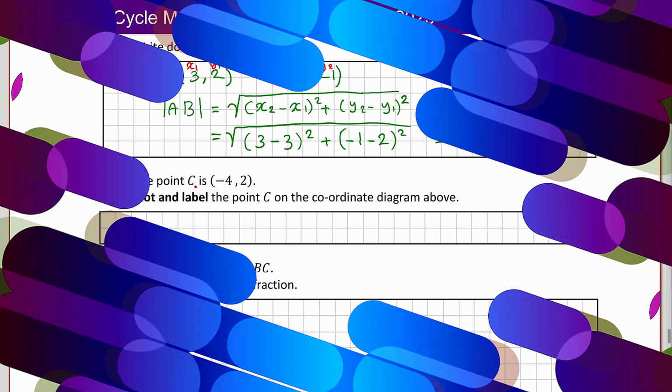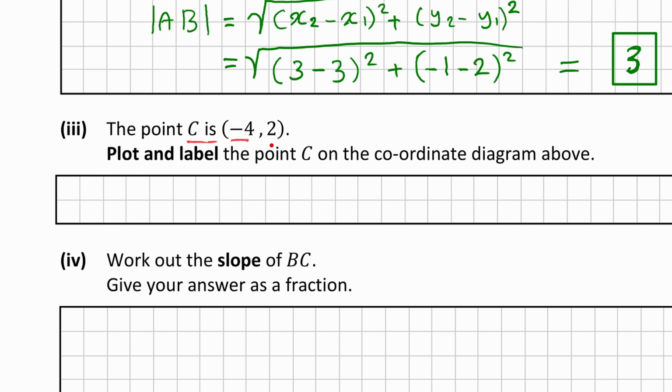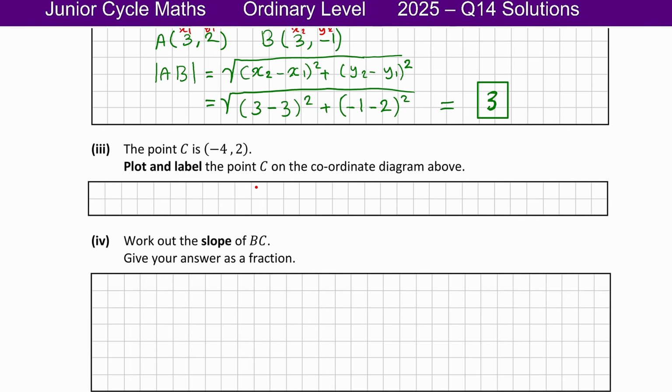And in this part it says the point C is minus 4, 2. So we have a point C, and this point has a coordinate on the x-axis with a value of minus 4, and the coordinate of the point on the y-axis is 2. So we need to plot and label the point C on the coordinate diagram above. Remember that we have x coordinate and the y coordinate. Minus 4, 2. So we go up to the diagram here.